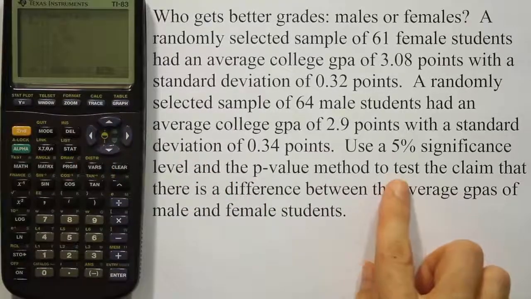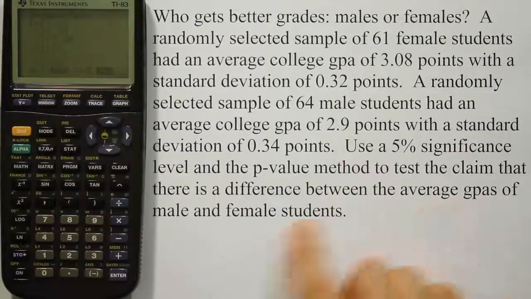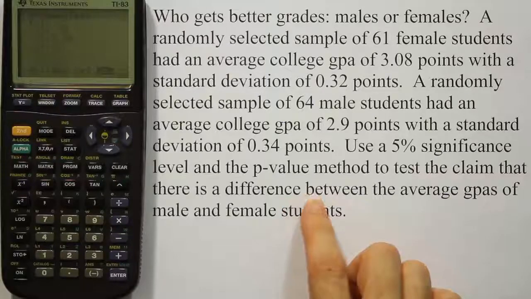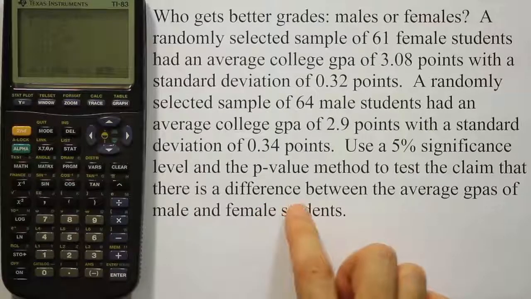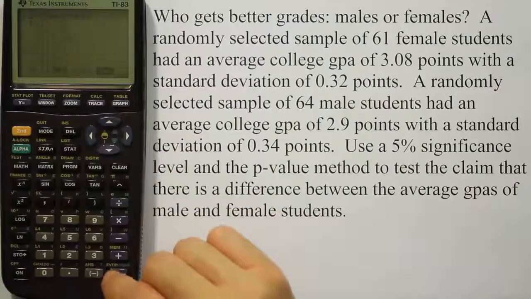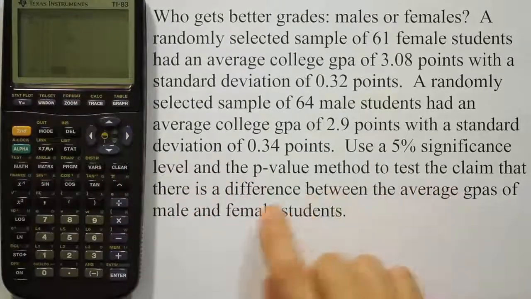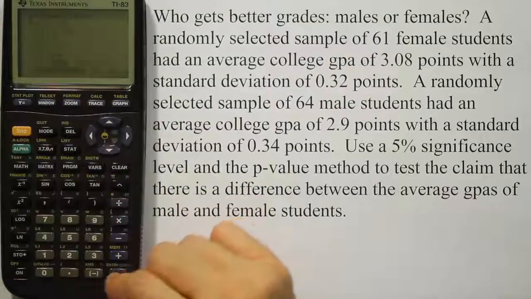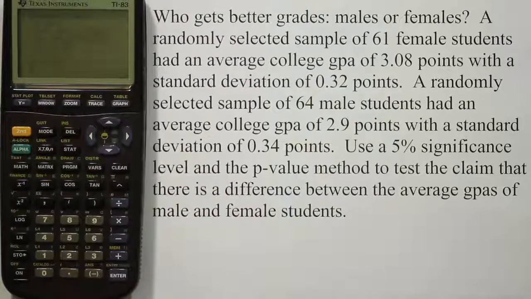Let's see exactly what the claim says. It says to test the claim that there is a difference between the average GPAs. A difference means that they're not the same, but it doesn't say that one is bigger than the other specifically. It doesn't say, for example, males do better than females or females do better than males. It just says they're not the same, they're different. So we're basically saying they are not equal to in that case, right? That turns out to be that the claim is the same as HA, so we can infer that HA is not equal to.